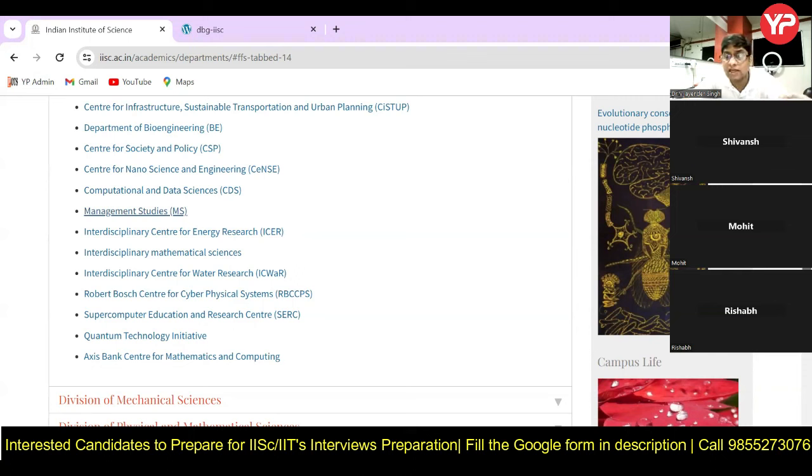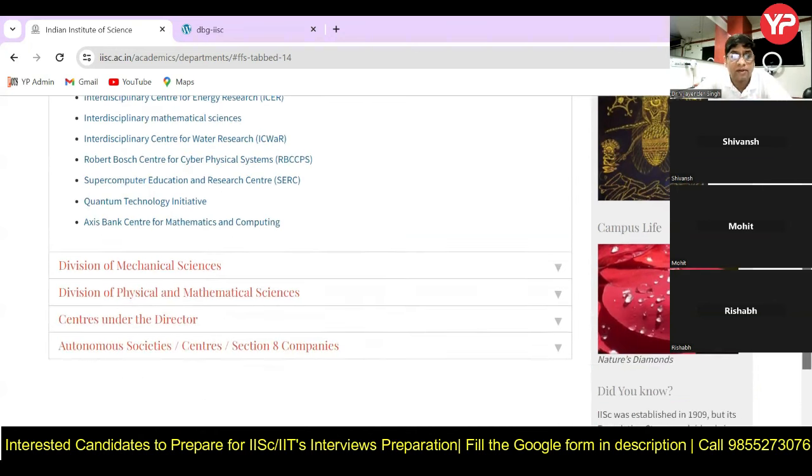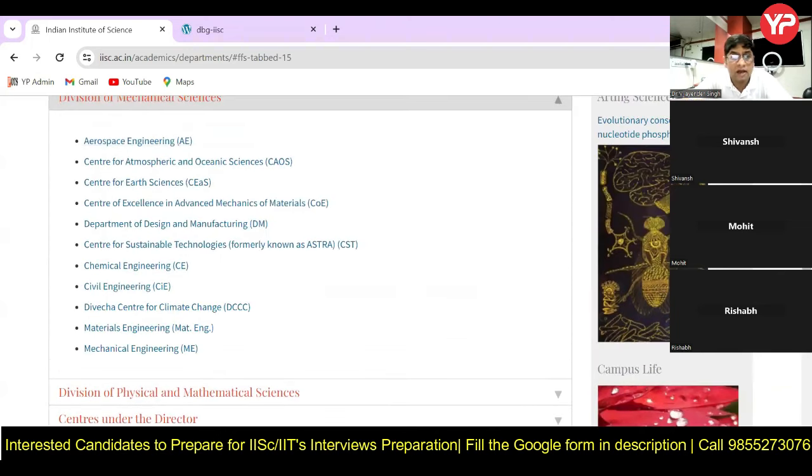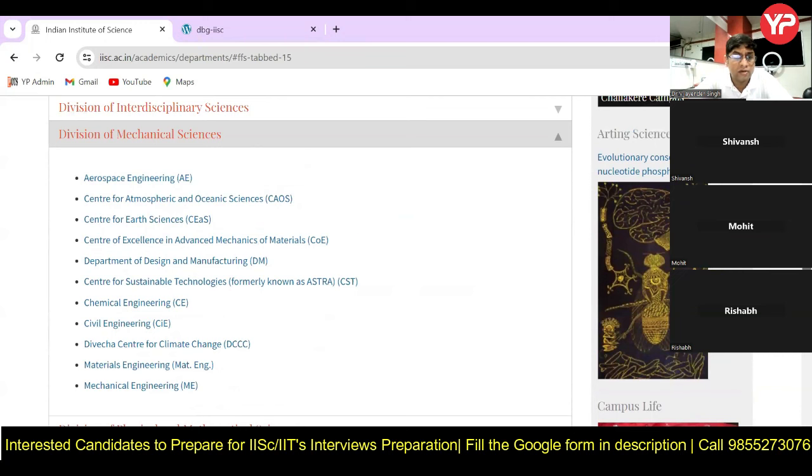For management, you need knowledge of a few management topics, which are already provided to you in the folder. That is important. Other than that, there is no specific preparation except going to the department and seeing what is happening in that particular department and what you can prepare for it. For mechanical engineering and other engineering departments, everything is the same.